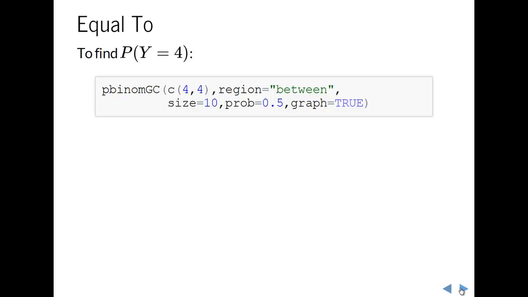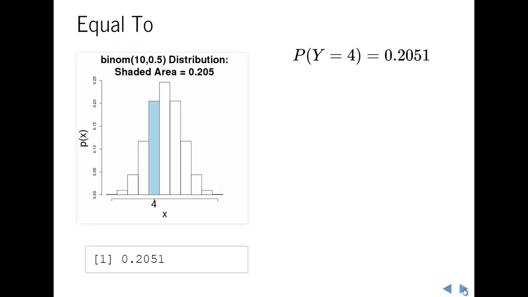Lastly, suppose you wanted to compute the probability that y exactly equals 4. Keep this in context again. This is the probability that a fair coin would land heads exactly 4 times when tossed 10 times. We can use the between value for the region argument again. This time, however, our list of bounds will be 4 and 4. This is like y is greater than or equal to 4 and less than or equal to 4, which is the same thing as saying y is exactly equal to 4. And we get only the bar over 4 shaded in. So this probability, the probability that you would toss exactly 4 heads in 10 tosses of a fair coin, is about 21%.